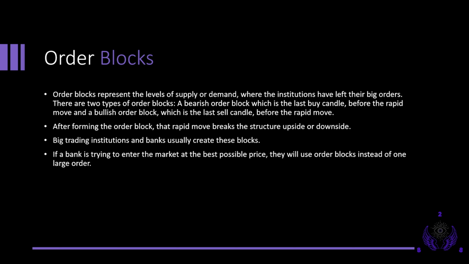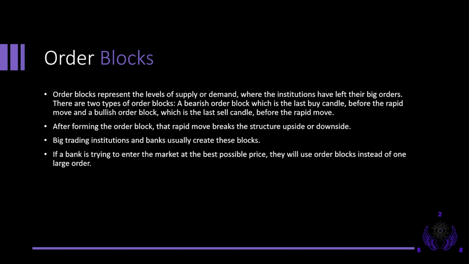What are order blocks? Order blocks represent the levels of supply or demand where the institutions, or smart money and big money, have left their big orders. There are two types of order blocks. A bearish order block, which is the last buy candle before the rapid move, and a bullish order block, which is the last sell candle before the rapid move. You can also call them a demand zone and a supply zone. So a bearish order block is supply and a bullish order block is demand.